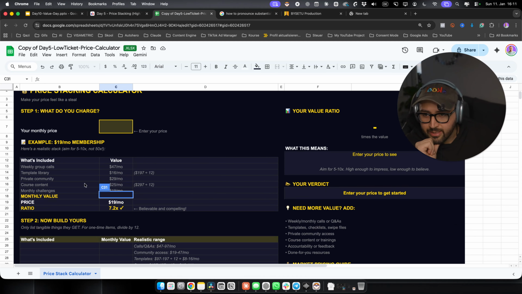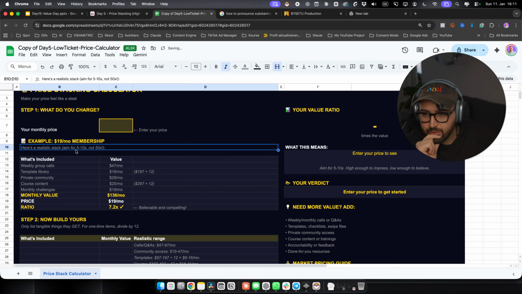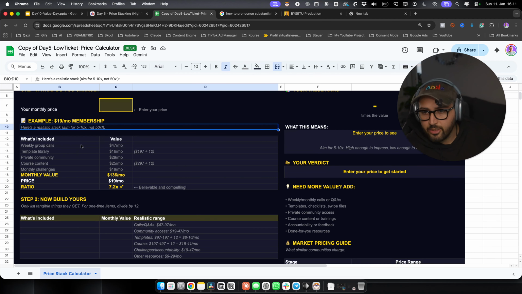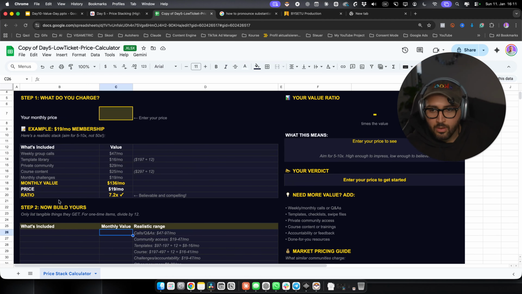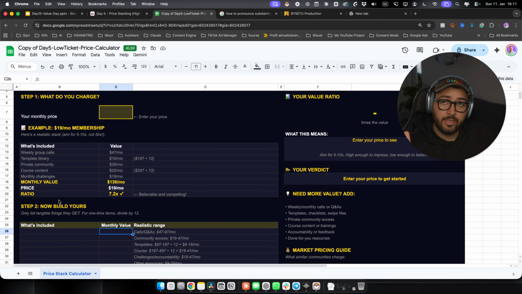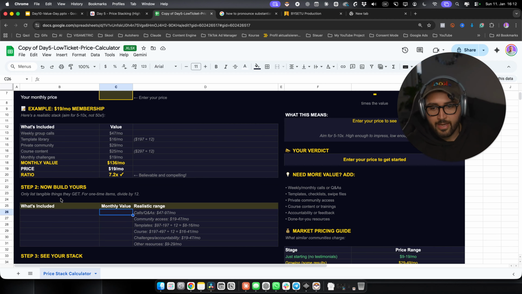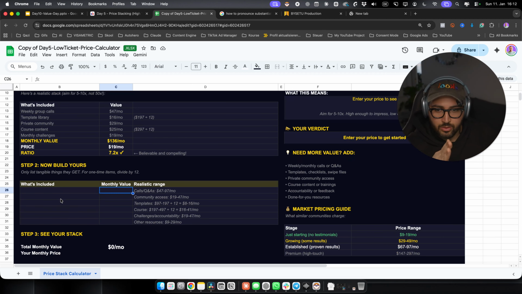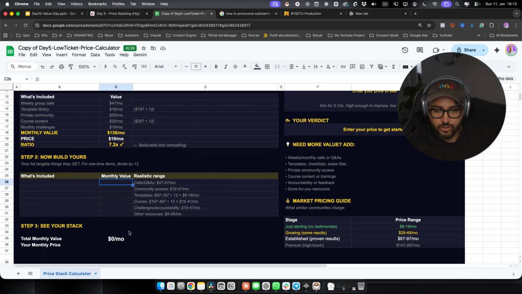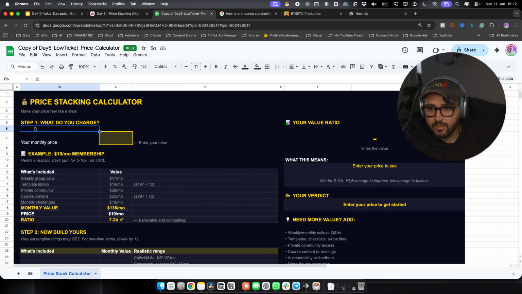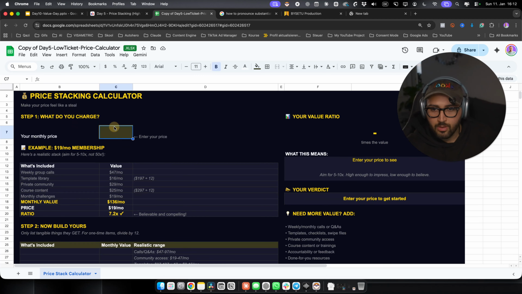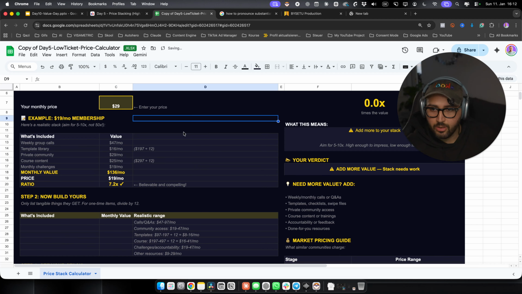We have an example here, a membership example, and the value, and here you can add yours. And we are aiming to hit 10x or 11x, 10x plus value of what you are actually pricing your low ticket. Step 1 is, what do you charge? Let's say 29 in our example.